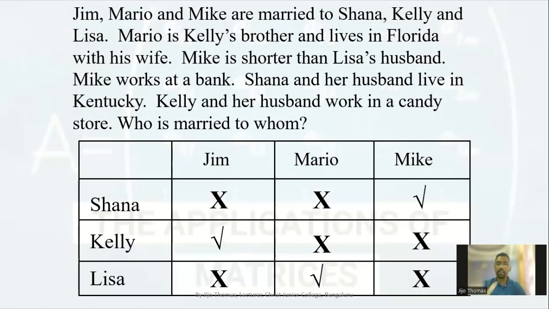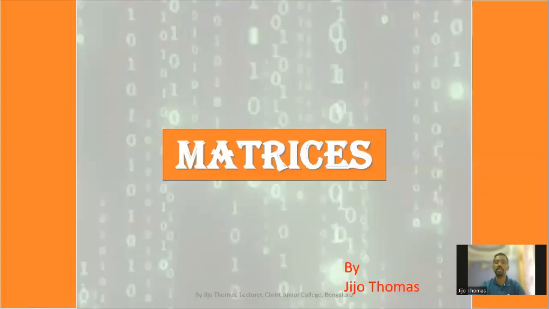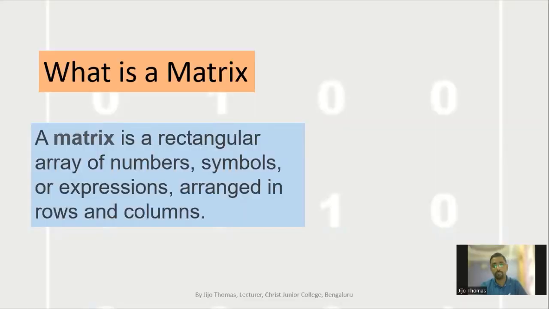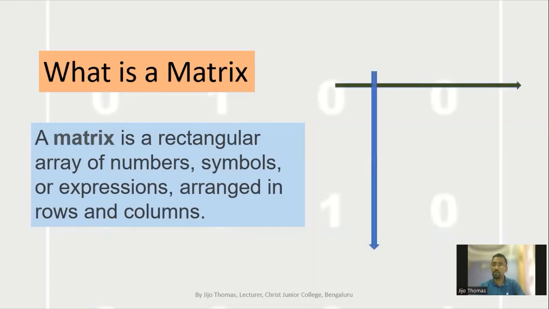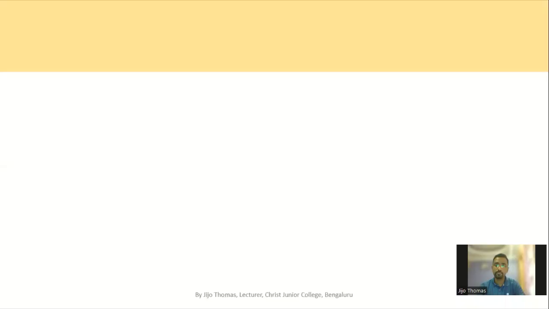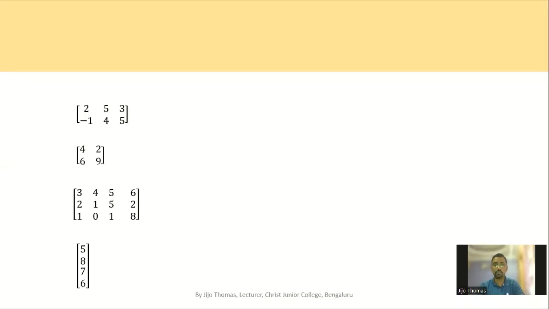The given data I had arranged in rows and columns. Arranging data in rows and columns, we call it a matrix. It can be numbers, symbols, expressions, anything. We will be mainly dealing with numbers or letters. In a matrix, horizontally we call it a row and vertically we call it a column. For example, you can see a few matrices there.